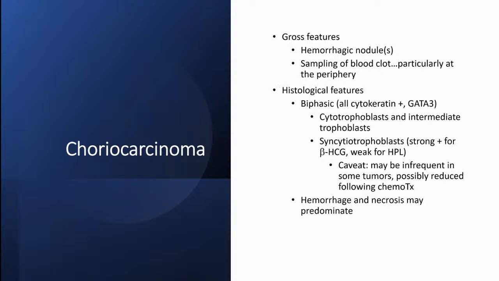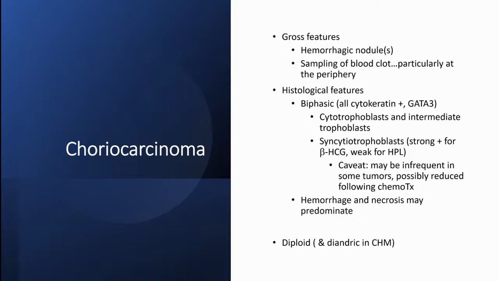The histological features are the basis for being a foundation. They're biphasic tumors. They're all GATA3 positive and all cytokeratin positive. And they're composed of cytotrophoblasts or intermediate type trophoblasts, mononuclear trophoblasts, and syncytial trophoblasts, the latter being strongly positive for beta HCG and weakly positive for HPL. One important caveat is that some choriocarcinomas may have a relative paucity of syncytial trophoblasts, particularly following chemotherapy, and hemorrhage and necrosis may predominate, and that ties in with the gross appearance.